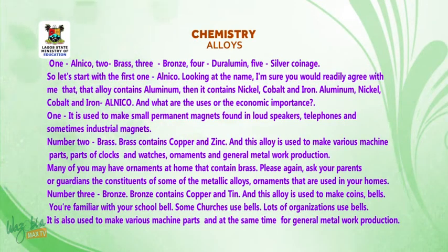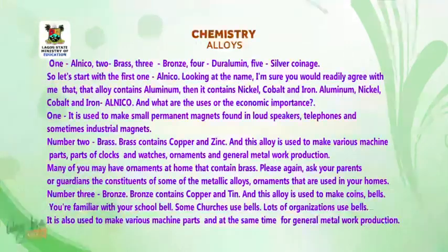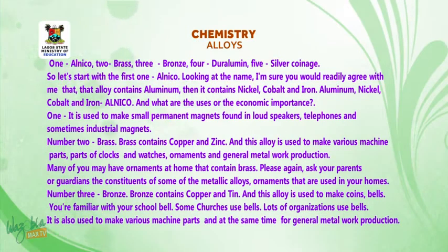Number 1, it is used to make small permanent magnets found in loudspeakers, telephones, and sometimes industrial magnets. Number 2, brass. Brass contains copper and zinc. And this alloy is used to make various machine parts, parts of clocks and watches, ornaments, and general metal work production. Many of you may have ornaments at home that contain brass.